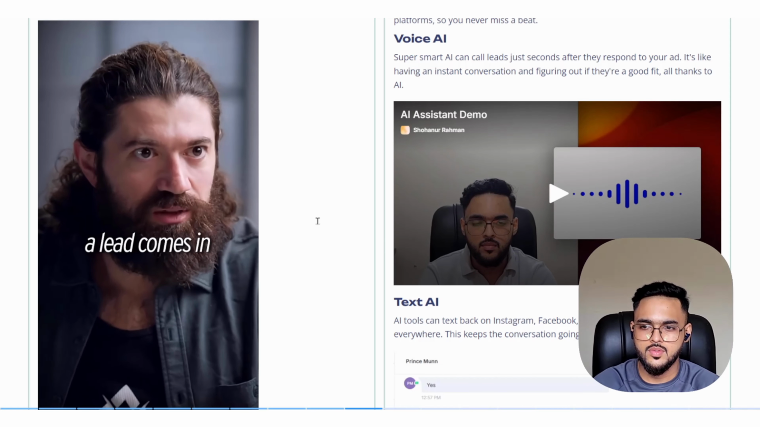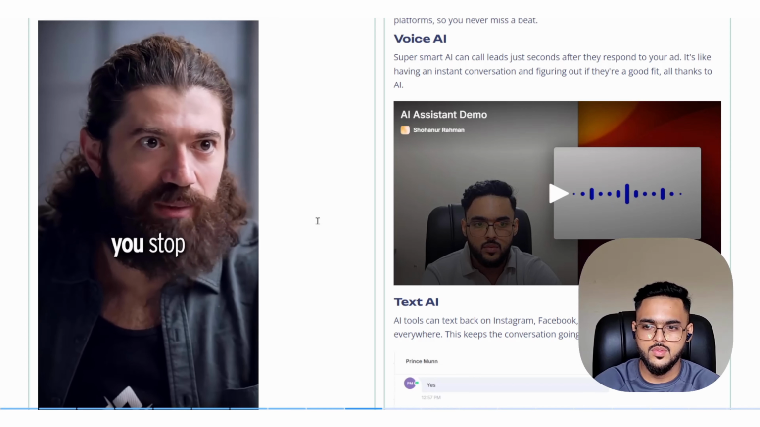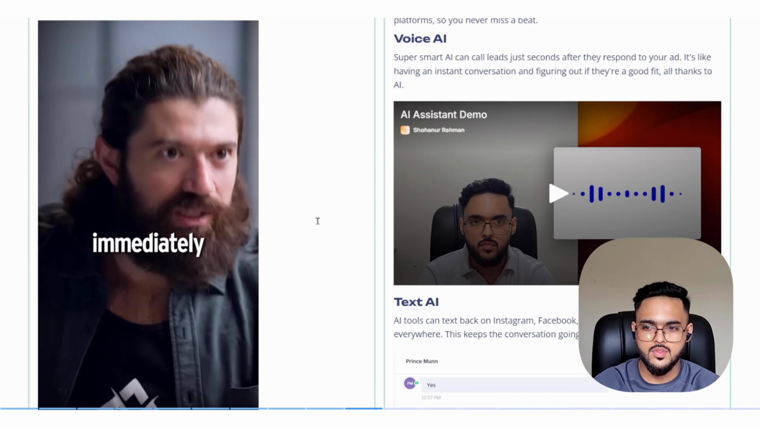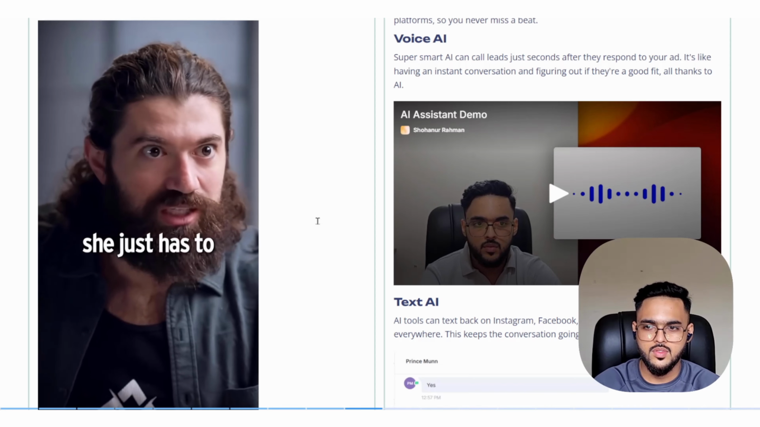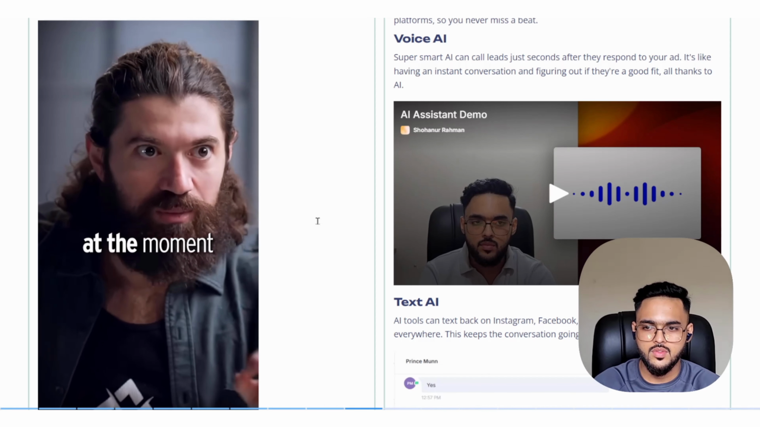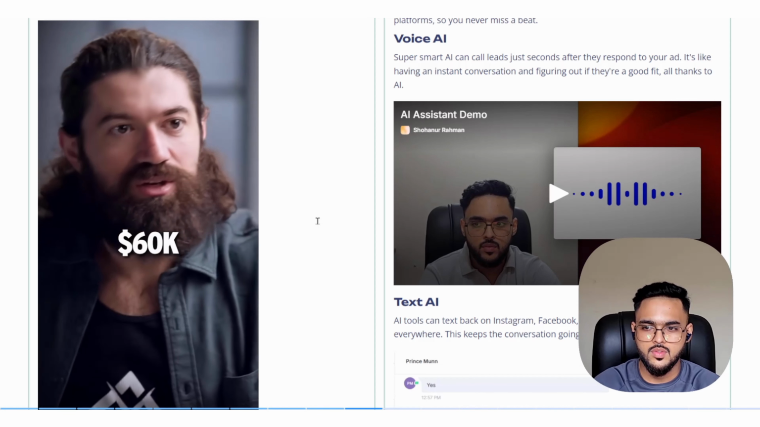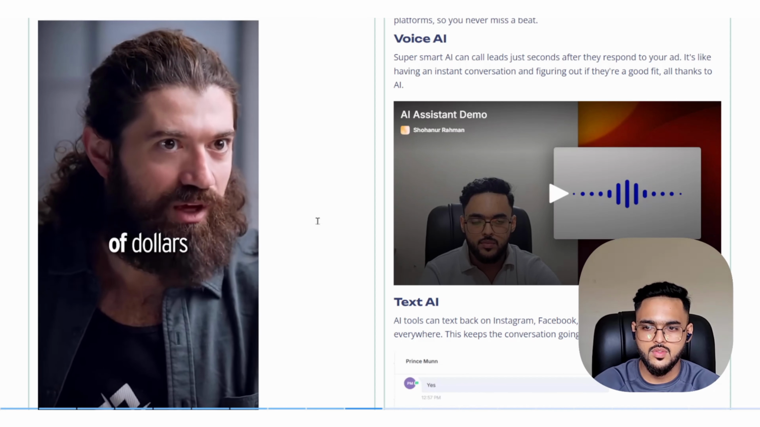Besides, the moment a lead comes in, you stop having sex with your husband, you stop cooking, you stop loving your child, and you immediately call the lead. That's the only responsibility. She just has to make 3 calls a day at the moment the leads come in. He pays her $60,000, and that brings in millions of dollars of revenue.